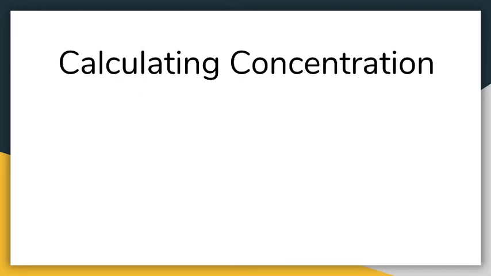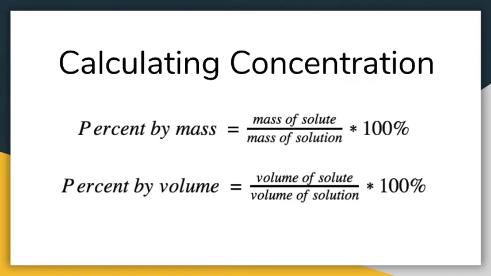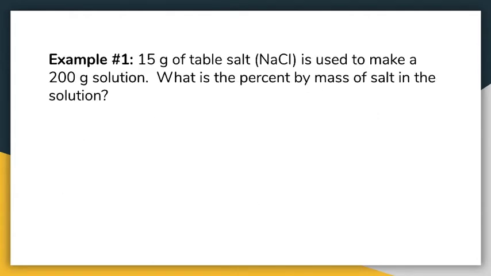There are many different ways, but two ways is to look at percent by concentration. We can look at either percent by mass, which is the mass of solute divided by the mass of the solution times 100, or we can calculate percent by volume, which is the volume of solute divided by volume of solution times 100. Let's look at a couple of examples.